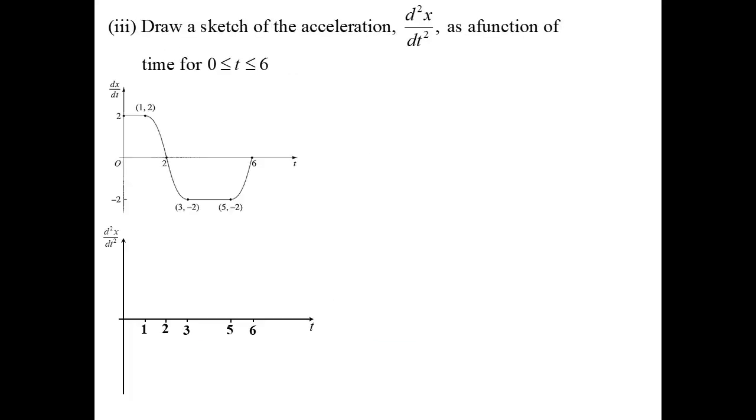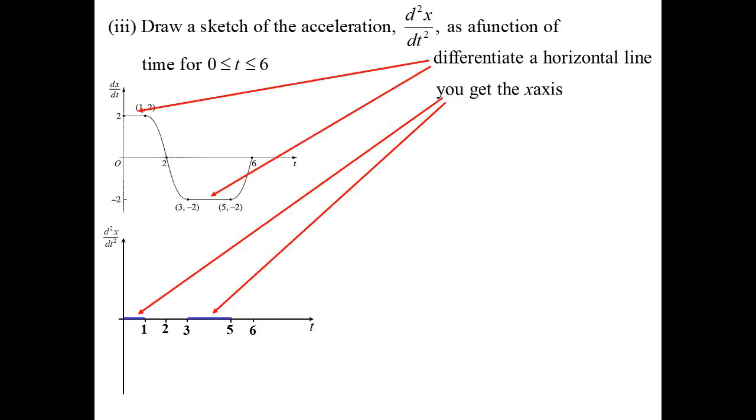This time they want me to draw an acceleration graph. So here's our velocity graph. So we're going to differentiate this graph. I'll draw it underneath again, marked in the key features. Differentiate horizontal lines, we'll get the x-axis, or in this case the t-axis. So I'll just draw those in there, so we know we're on the axis.